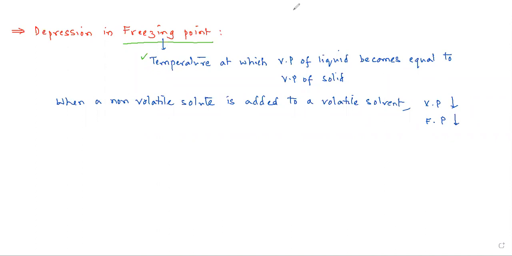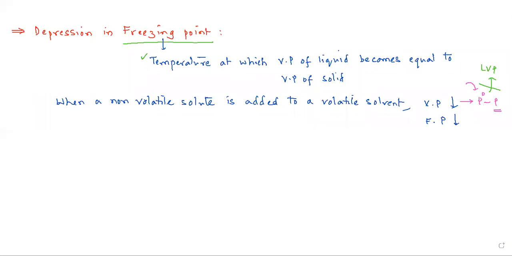Now let us give it this way. Vapor pressure of the solvent on addition of the non-volatile solute decreases. So this can be given as P naught minus P, and this of course is known as lowering of vapor pressure.